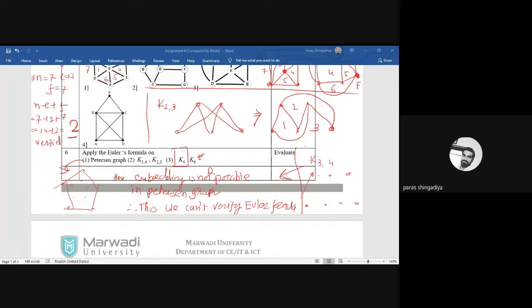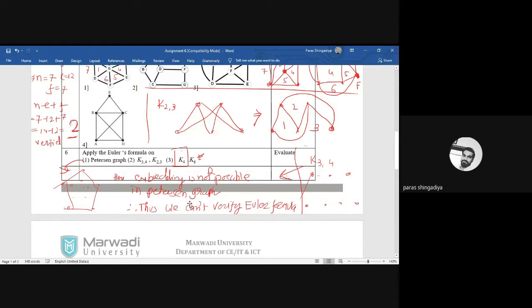Yes, all of you have done it. Only two graphs you have to verify. Okay, one is K4 and the second is K2,3. The rest of all the graphs are non-planar. Clear? So you just type the same answer: embedding is not possible in K6, K3,4. So therefore, we cannot verify the Euler formula.